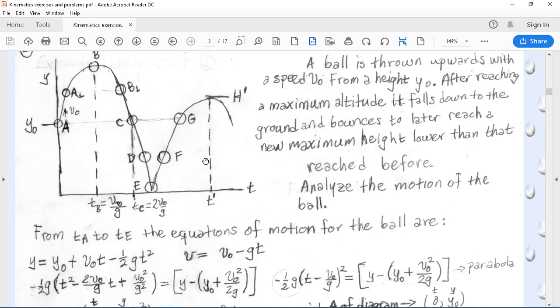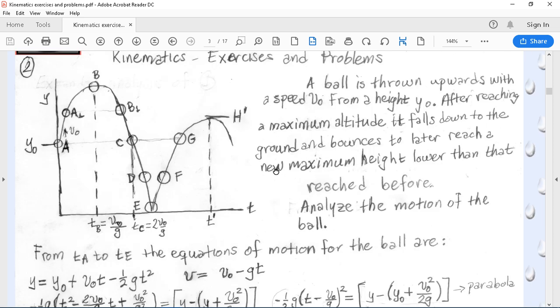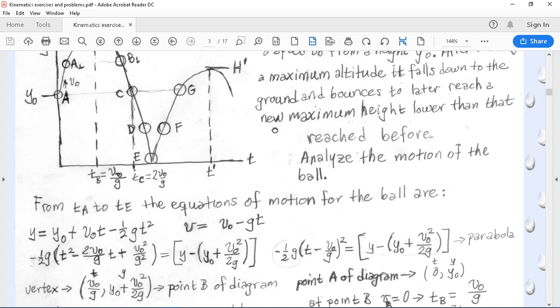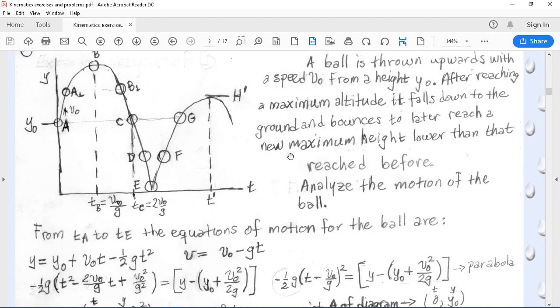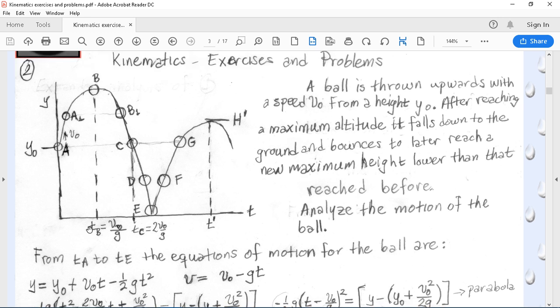Okay, now the second problem will be solved partially in this video, and the solution will be continued in the next video. In the second problem, we have a diagram that illustrates a ball being thrown upwards with a speed v sub 0 from a height y sub 0. This is a position versus time diagram.